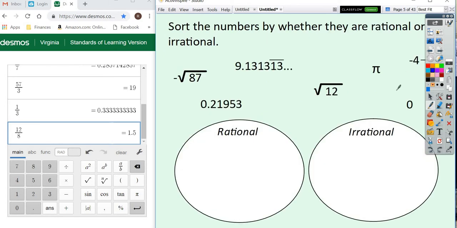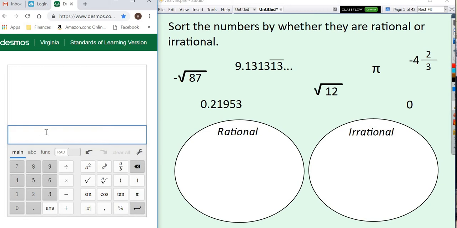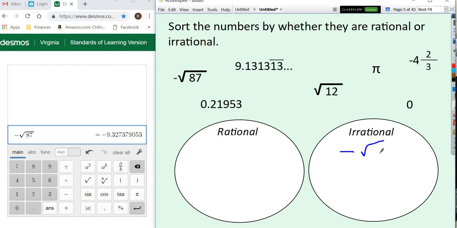This next one is asking us to sort the numbers by whether they are rational or irrational. So we're going to have to use our calculator a lot here. First thing we're going to do is negative square root of 87. That number is negative and it goes on forever. 3, 2, 7, 3, 7, 9, 0. No pattern at all. So that means negative square root of 87 is irrational.